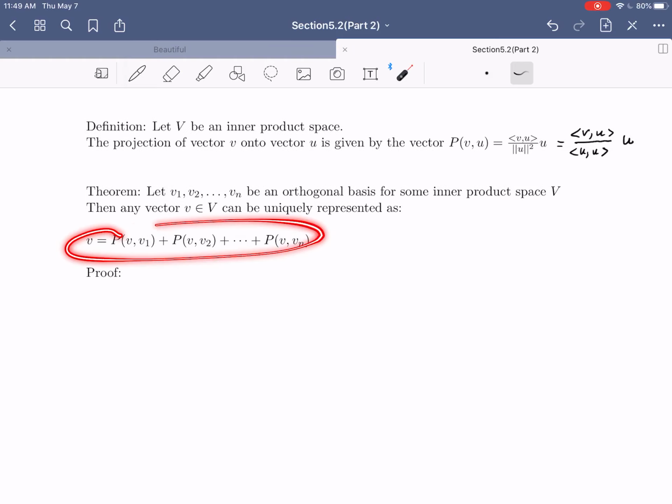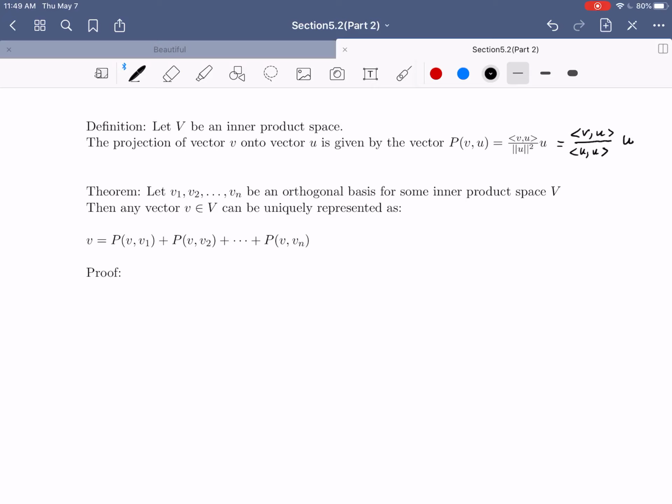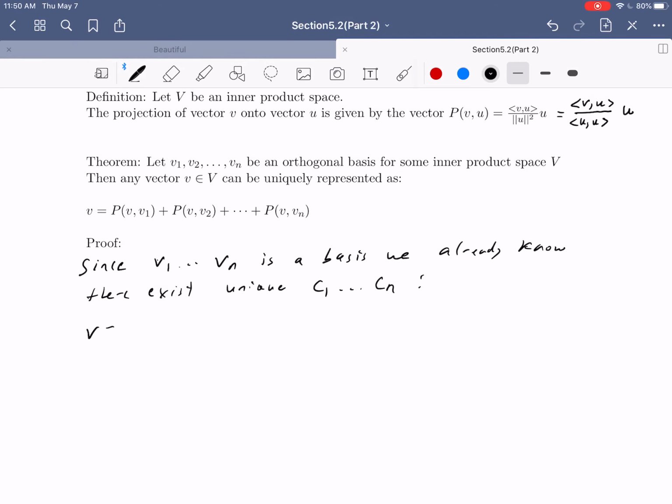Okay, so let's go ahead and talk about how we would prove this. As our proof, since V1 through Vn is a basis, we already know there exist unique C1 through Cn such that V equals C1 V1 plus C2 V2 plus dot dot dot Cn Vn. This is something we proved way back when we actually introduced the concept of a basis. So we know if V1 through Vn is a basis, then there are unique constants so that any vector V is a linear combination of those basis elements.